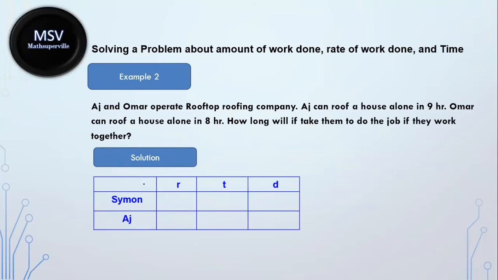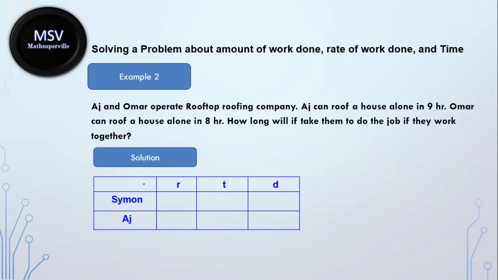AJ and Omar operate a rooftop roofing company. AJ can roof a house alone in 9 hours. Omar can roof a house alone in 8 hours. How long will it take them to do the job if they complete this job together?